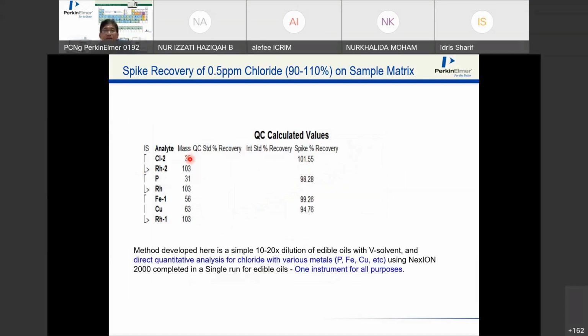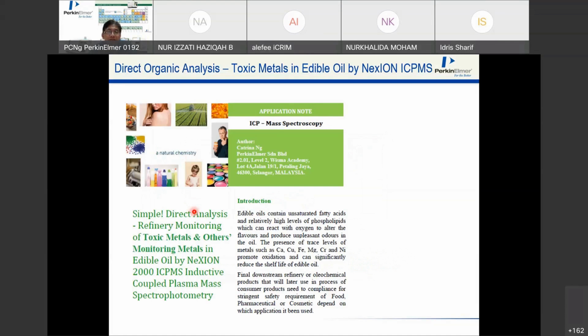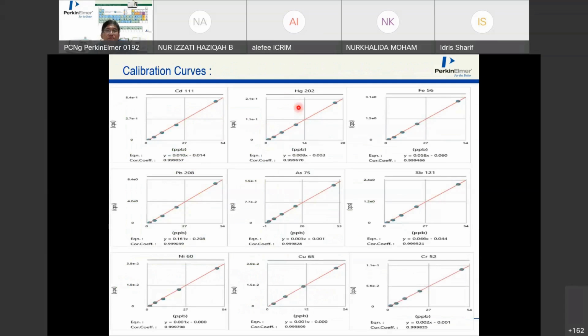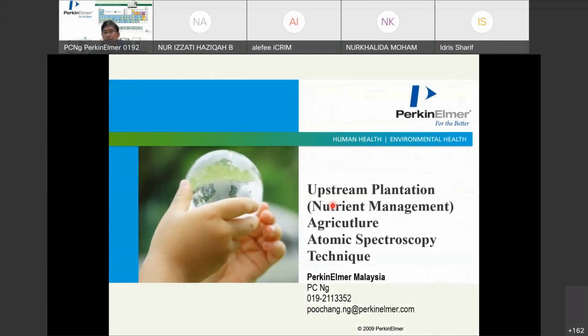Mass 35, correct. Apart from chloride in palm oil samples for food safety, we also can do other food toxic elements plus QA/QC for palm oil refinery. So you can look into it: mercury, lead, arsenic can be run in one go. Take the refined palm oil, 10 times dilution and run on ICP-MS together with chloride. So that is on food safety.